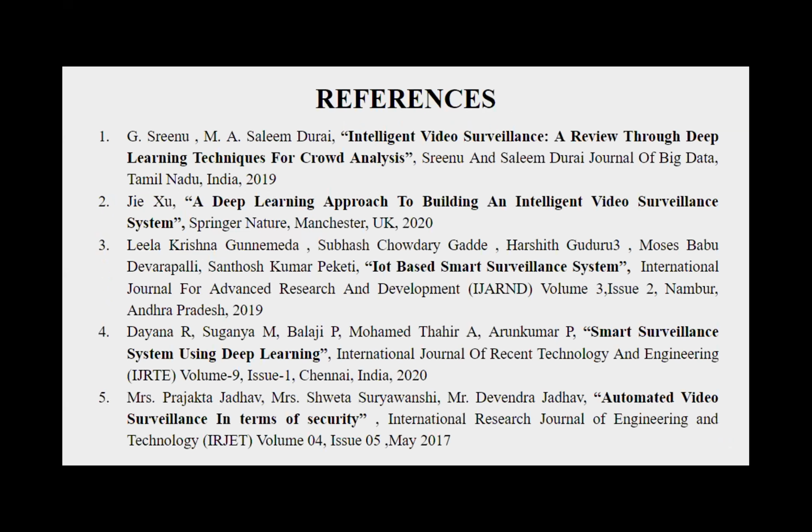And these are various references. Some good references are mentioned here, right from Springer publications and some conferences also.